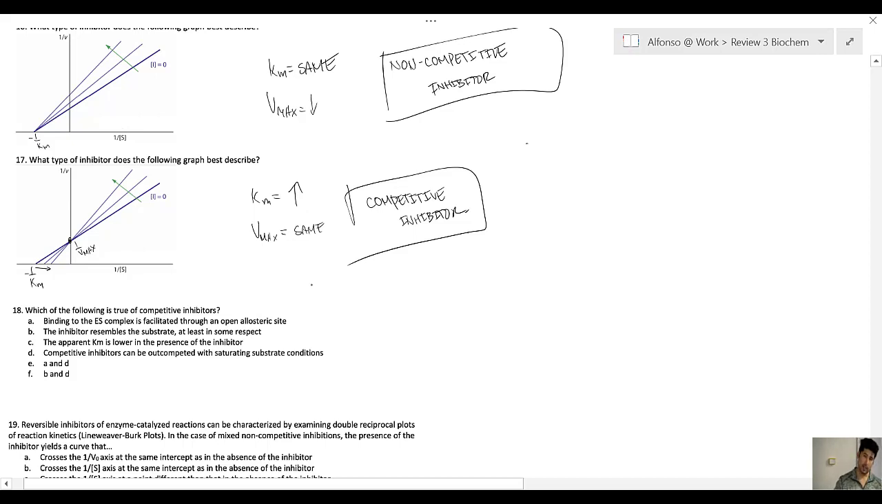All right, so get comfortable with each of these Lineweaver-Burk plots and be able to recall what type of inhibitors belong to what graph.